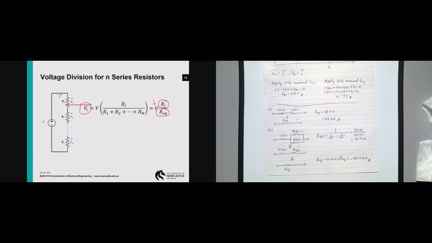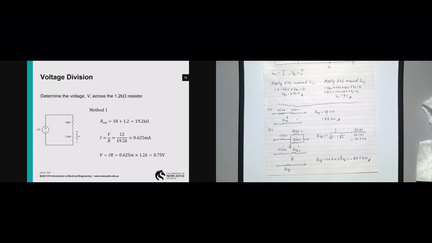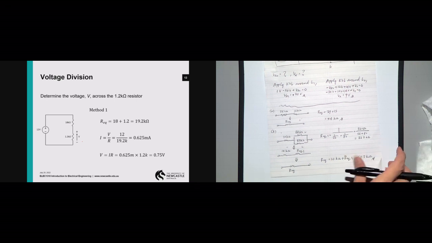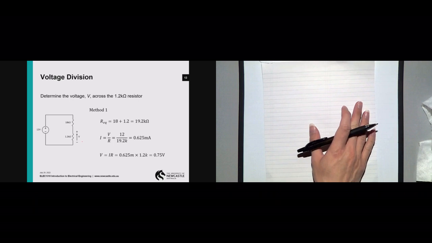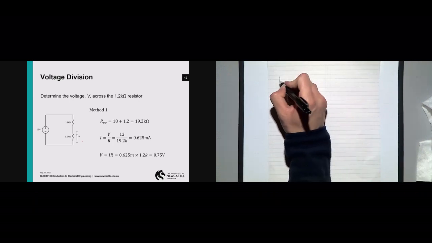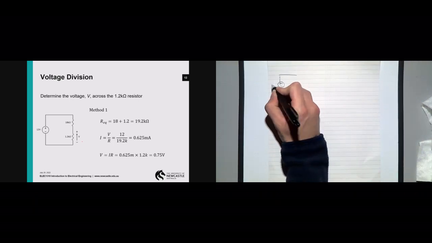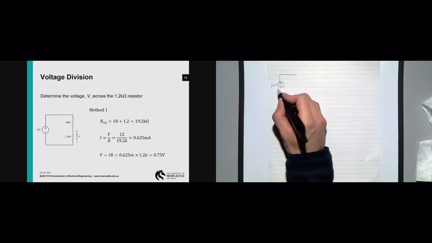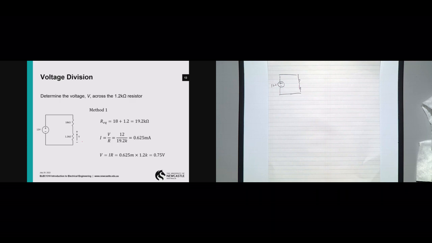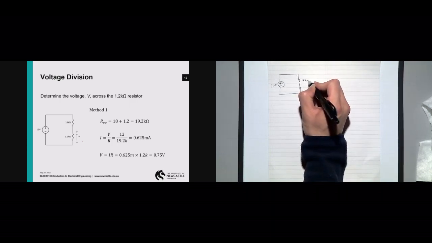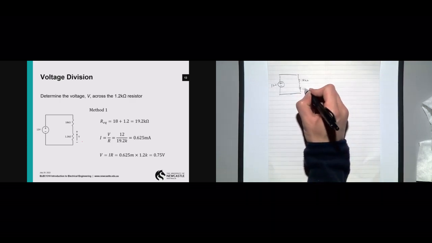Right? So in the last 10 minutes, I'll just go through the questions once again. Just do an example of voltage division here. Okay, just do it on paper. So this one here, we have a 12 volts, 2 resistors in series, right? 18 kilo ohm, 1.2 kilo ohms.